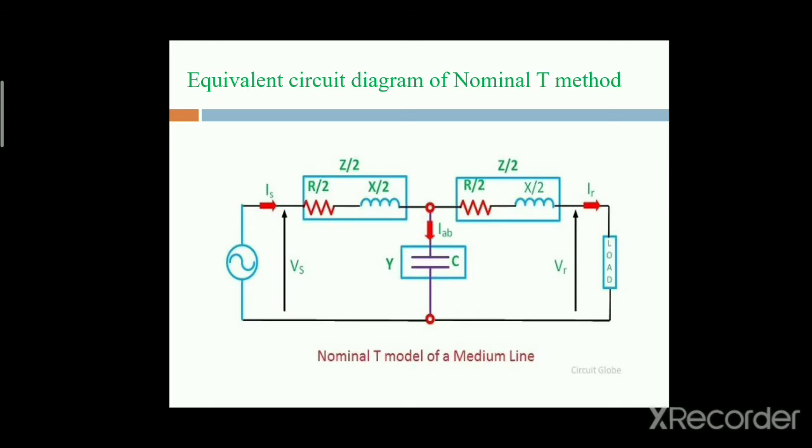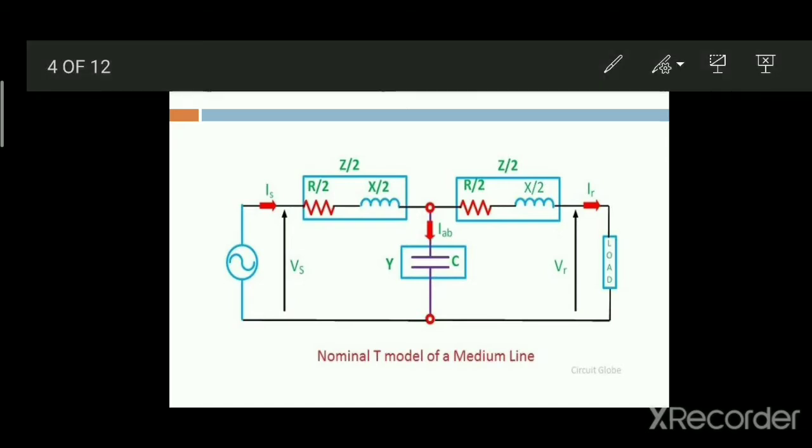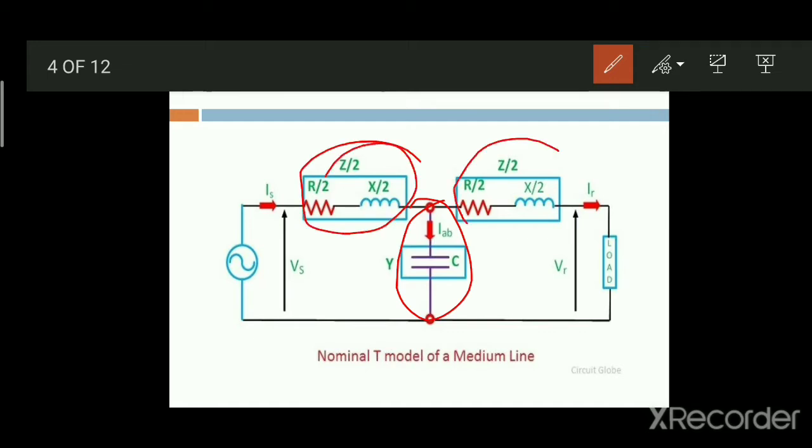Okay, the middle of that line means the series impedance is divided into two halves, that is Z by 2 and Z by 2. In between this Z by 2 and Z by 2, we are connecting one capacitance, that is C. These are the two halves of the impedance, Z by 2 and Z by 2, and at the middle we are connecting the capacitance value, that is C.